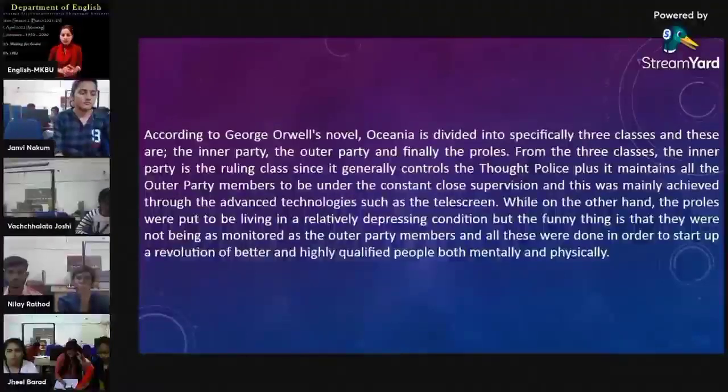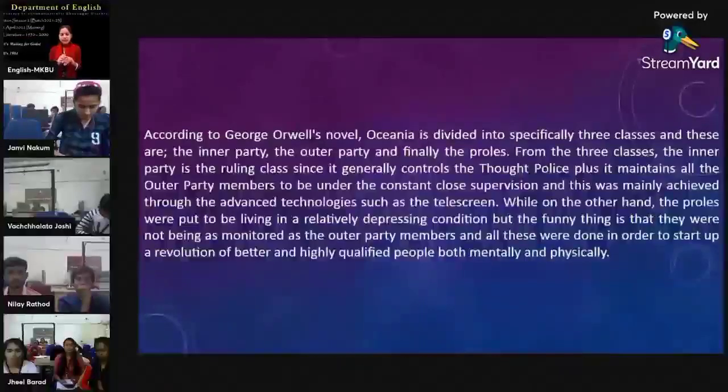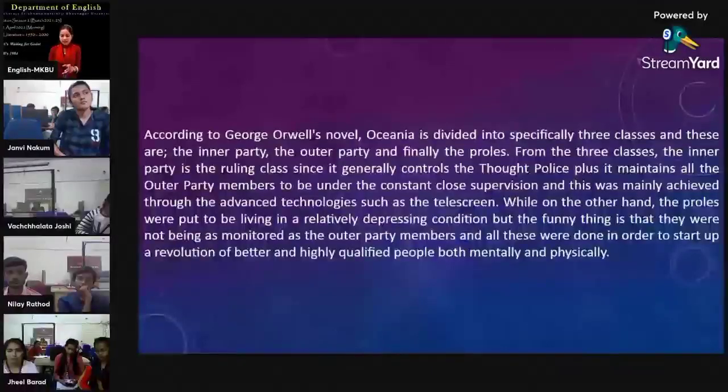According to George Orwell's novel, Oceania is divided into three classes: the Inner Party, the Outer Party, and the proles. The Inner Party is the ruling class, which generally controls the thought police. It maintains all the Outer Party members under close supervision, which was mainly achieved through advanced technology such as the telescreen. On the other hand, the proles were put in a condition of relative depression, but the funny thing is that they were not monitored like the Outer Party members, and they were the ones who could start a revolution of better and highly qualified people, both mentally and physically.